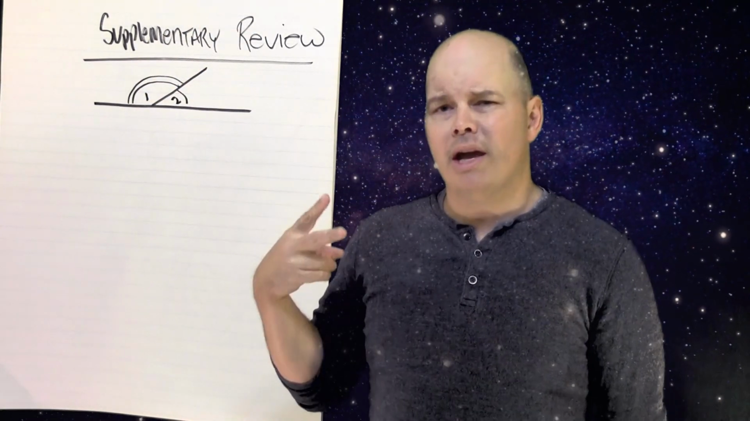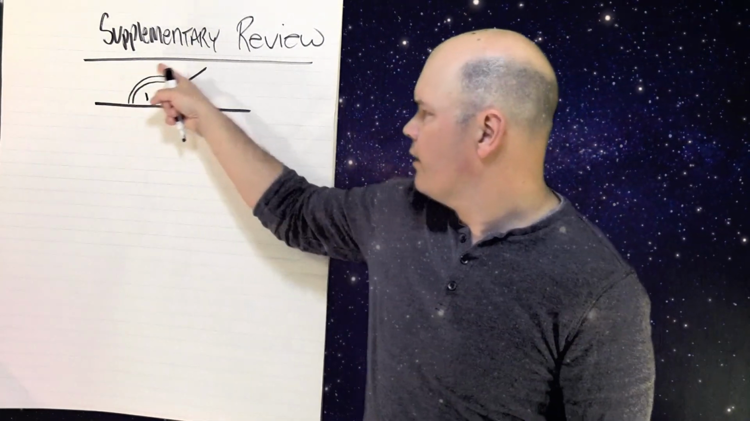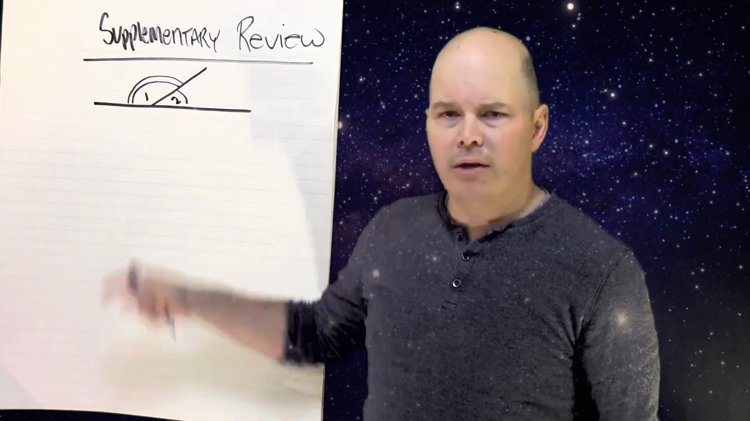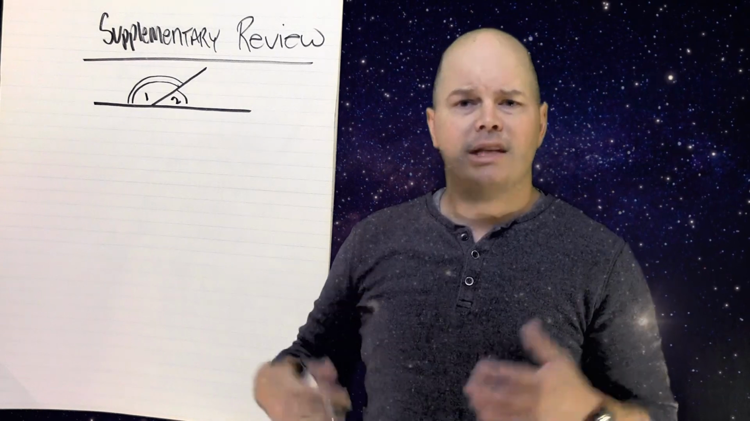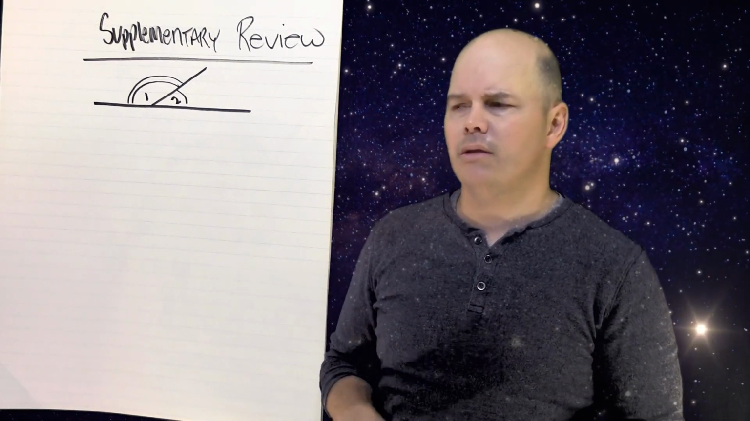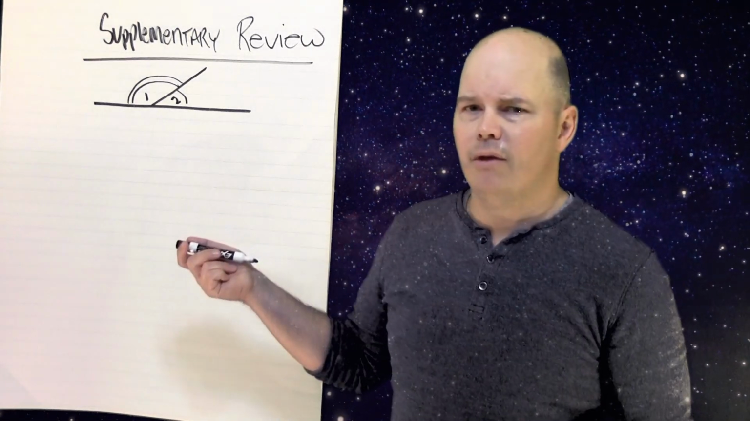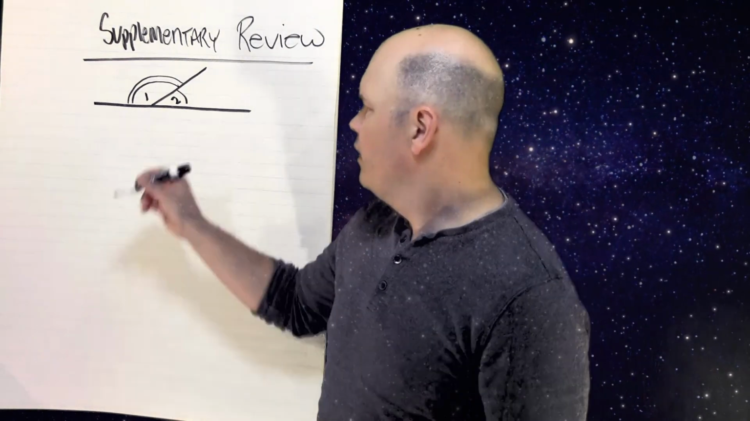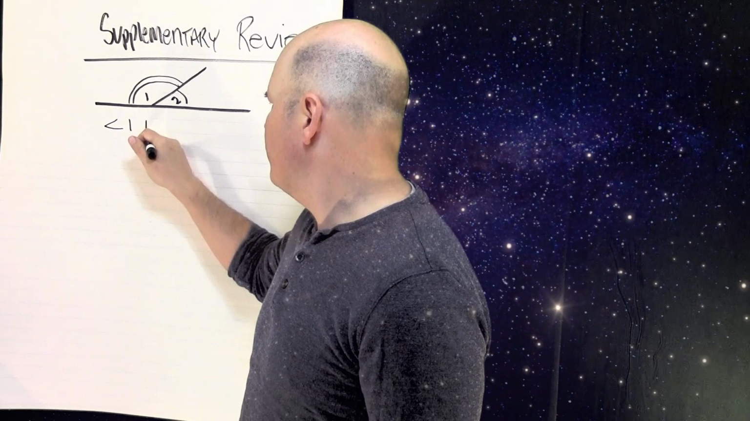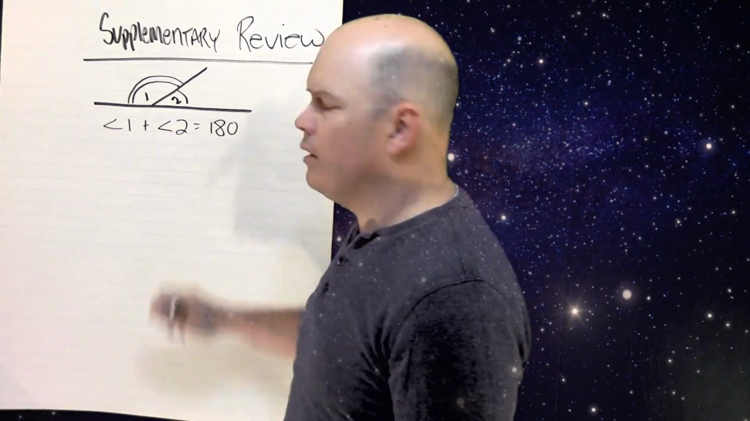Those two angles add up to 180 degrees every time. That's the rule, because this entire thing adds up to 180. So when you split it in two, the sum of its parts still has to equal 180. That's what a supplementary angle is, and that's all we're going to be working on today. I got a couple tasks for you guys to work through on that, but let's look at a few of these real quick. Basically, a supplementary angle says that angle 1 plus angle 2 equals 180 degrees.